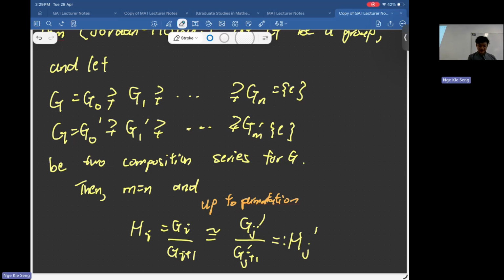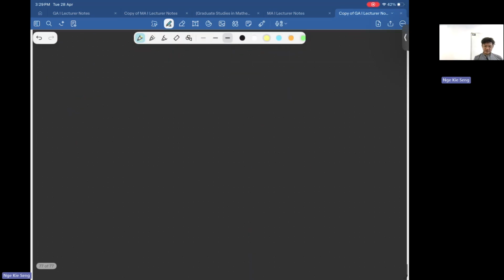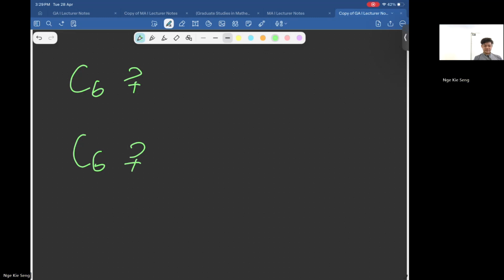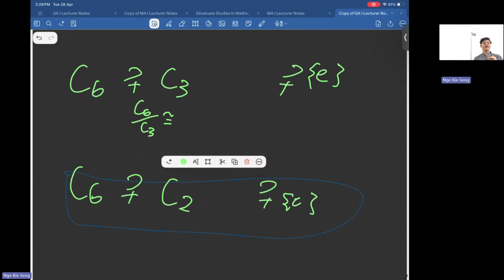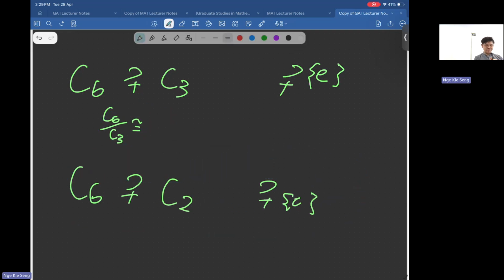Just take some small examples. Maybe take C6. Can you figure out C3 or C2? They are very normal because they are abelian. And then what is C6 over C3? C2. It's almost like division, but then you need to give me the isomorphism.